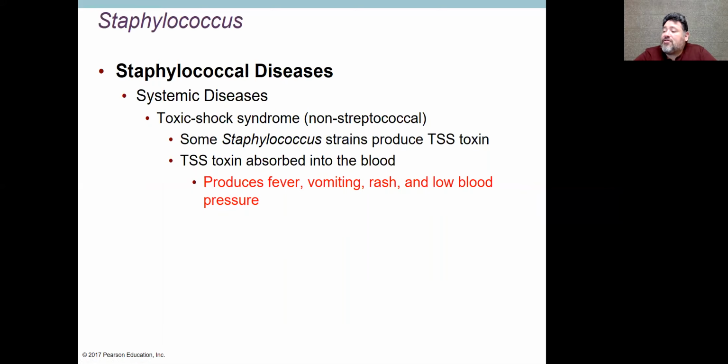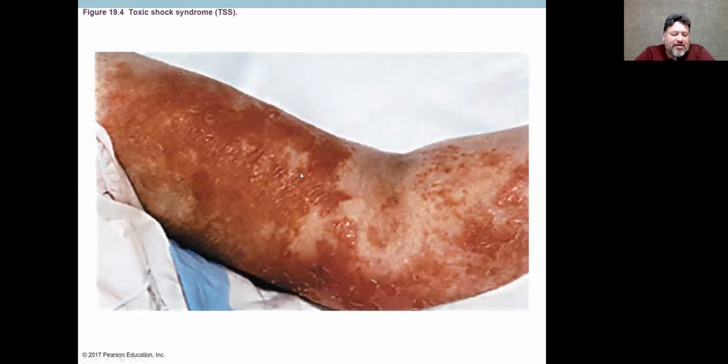Here's the rash that we're talking about. Okay, and this rash is brought about by the release of additional toxins by the organism called pyrogenic toxins. So we have to be careful.